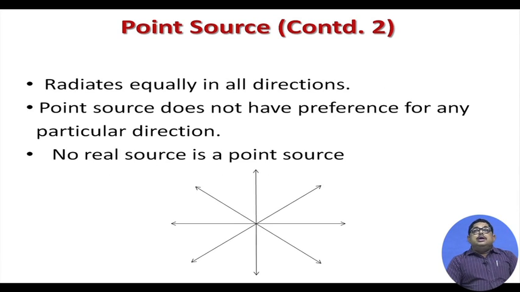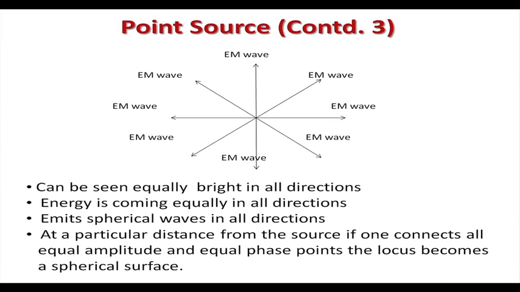So, any distributed source nearby, we call it a summation of point sources. Now, a point source radiates equally in all directions. It does not have a preference of radiation in any particular direction. Again, I am reminding you that no real source is a point source. Every real source has a preferred direction in which it radiates more than others. But when we idealize, a point source we define as one which radiates equally in all directions. So, the origin there is a point source, giving a wave in all possible directions, seen equally bright in all directions.